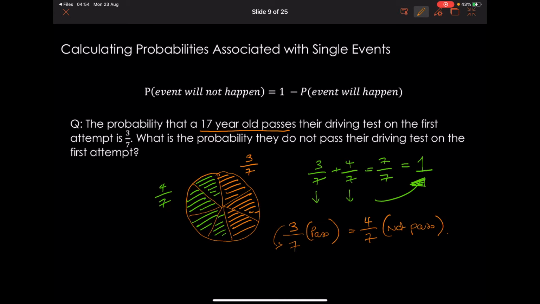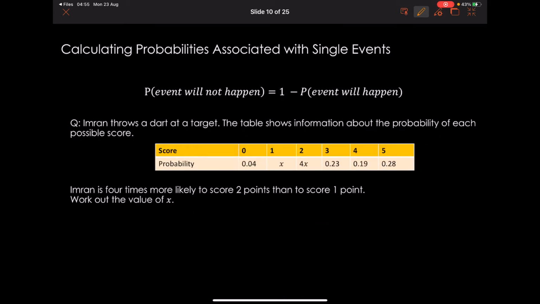Alright, why don't you pause the video and have a go at this next question. So, Imran throws a dart at a target. The table shows information about the probability of each possible score. Imran is 4 times more likely to score 2 points than to score 1 point. Work out the value of x. So if you'd like to pause the video and have a go at this one, please go ahead and do that.